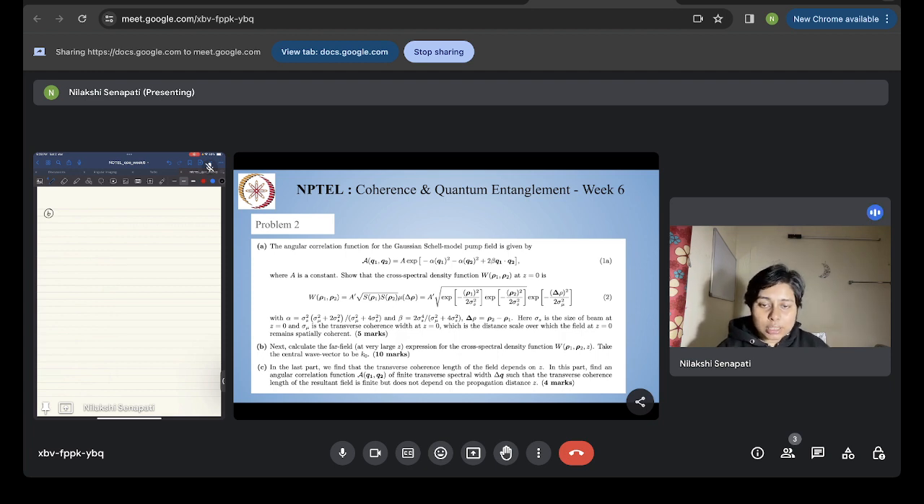Next it is telling us to calculate the far field expression at very large z for the cross spectral density function W(rho 1, rho 2, z). Take the central wave vector to be k0. I hope you can understand what we need to do. We need to just do the far field calculation using the Van Cittert-Zernike theorem. I'll calculate directly, because we have done these things several times for the temporal degree of freedom and spatial degree of freedom. Now it is the azimuthal degree of freedom, but the solutions are very tedious. You need to do it very carefully, and you need some patience to solve these questions.